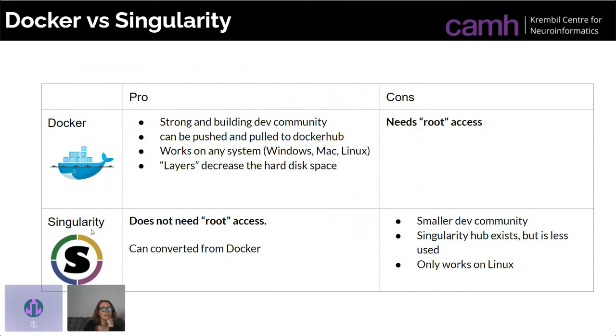Docker is very nice because it has a strong development community. It has Docker Hub, and everyone's using Docker Hub. It works on Windows, Mac, and Linux. And it has this layers idea that saves a lot of disk space. But it has one major problem, which makes it a no-go on most high-performance clusters: it needs root access. Root access is like the administrative access that you have when you install software on your computer, and this is something that no server, no shared space should ever let you have.